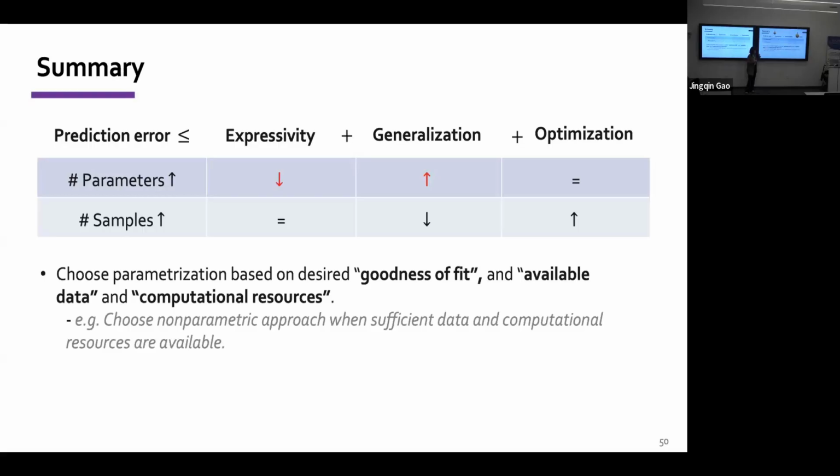So for example, choosing the non-parametric approach can be a good option, suppose you have sufficient data and sufficient computational resources. So there's indeed a trade-off.